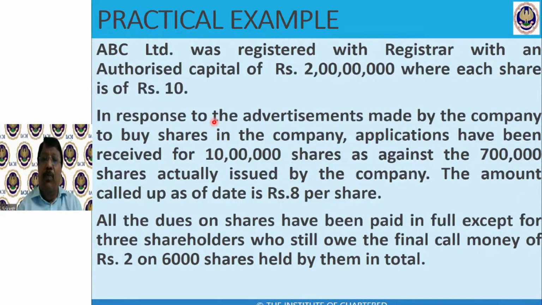Now the amount called up as of date is 8 rupees. That means 7 lakh shares into 8 rupees, 56 lakhs. So 56 lakhs is the amount which should be shown as called up and paid up capital. The balance 2 rupees into 7 lakh, 14 lakhs, is yet to be called up. Right, sir? So total 70, out of that only 56 has come. The balance is not yet called up. But unfortunately, all the dues have been paid in full except for 3 fellows who still owe the final call money of rupees 2. Out of this 8 rupees, they are yet to give 2 rupees on 6,000 shares.